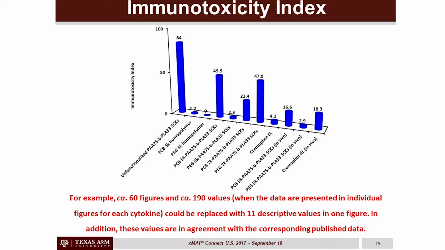Using this immunotoxicity index, as one quick example, we could convert the figures that you can see now, exactly 60 figures and 190 values, when the data were presented as one figure for each tested cytokine between the different materials. And here it's not only summarizing all this amount of data, it has exactly the same conclusion. The same conclusion could be attained with even more accuracy, and you can compare. So you can see from one graph the values, and you can expect which materials will induce high expression of these cytokines as compared to other materials.